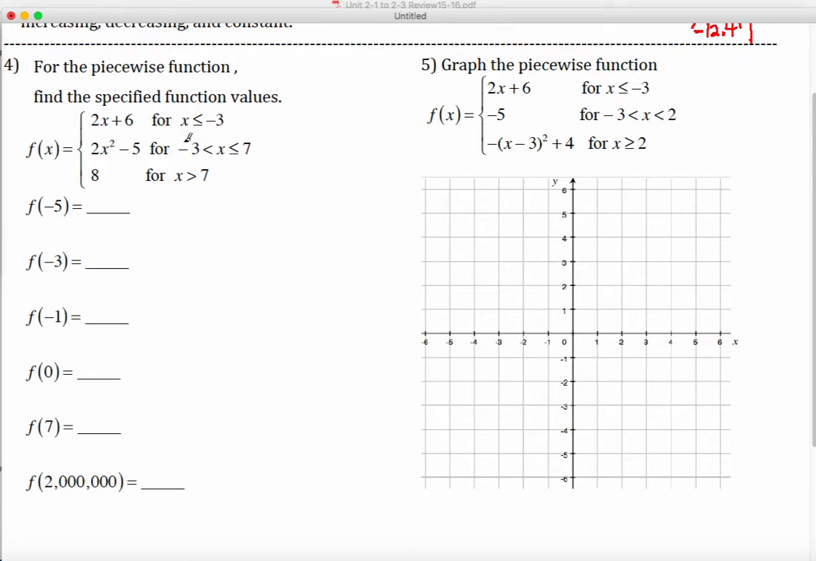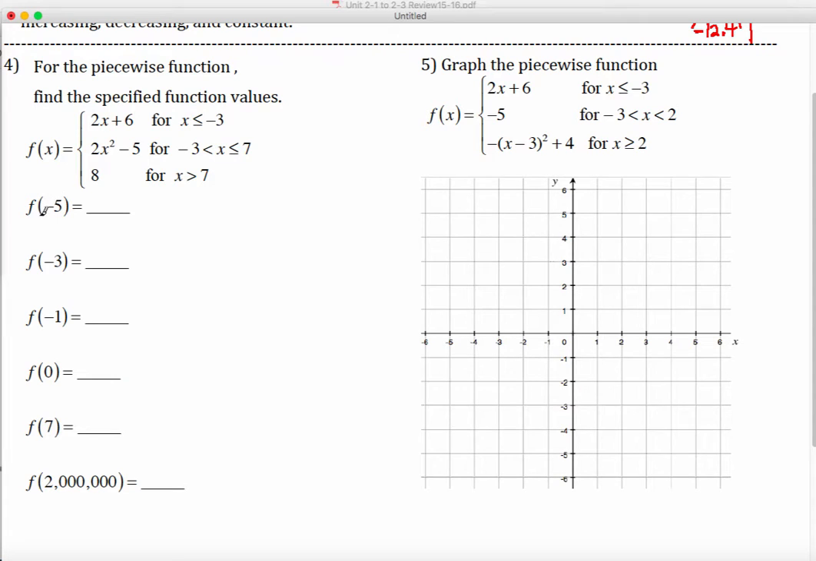Okay, so let's go ahead now and take care of number 4 and number 5. For the piecewise function, I want to find the specified function values. f of negative 5 says plug a negative 5 in for x and calculate out an answer. Well, I need to make sure I put the negative 5 into the correct equation. The first equation wants you to plug in any x value that is less than or equal to negative 3. The second equation wants x's that are greater than negative 3 but less than or equal to 7. And the last equation wants you to plug in any x in this list that's bigger than 7.